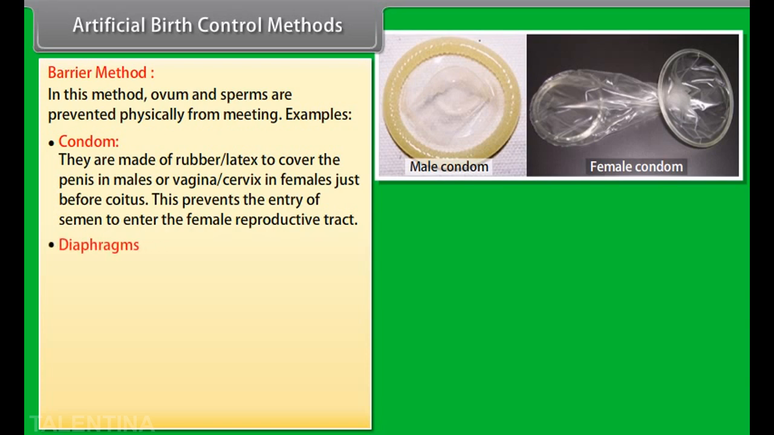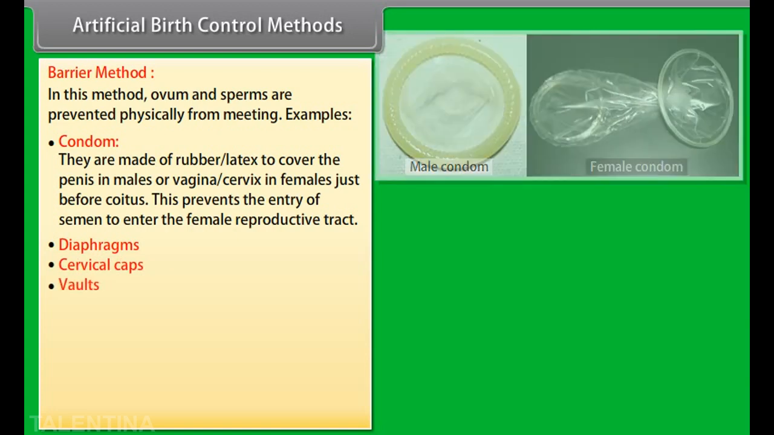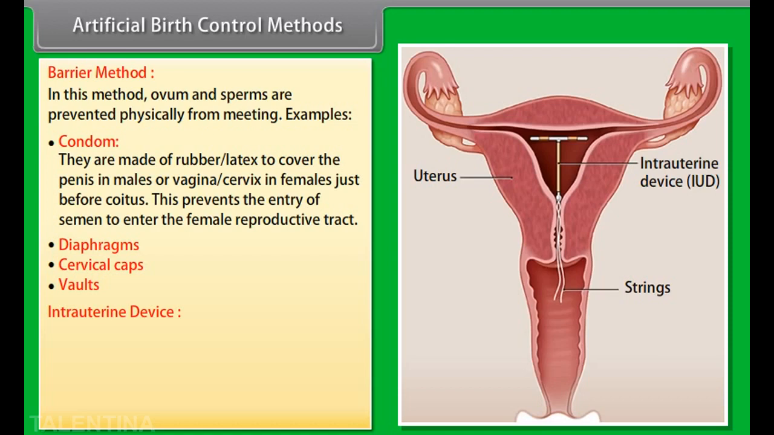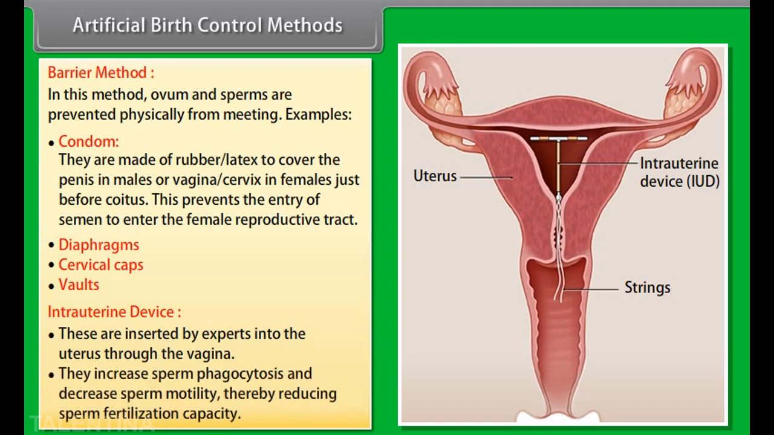Diaphragms, cervical caps, vaults. Intrauterine devices. These are inserted by experts into the uterus through the vagina. They increase sperm phagocytosis and decrease sperm motility, thereby reducing sperm fertilization capacity.